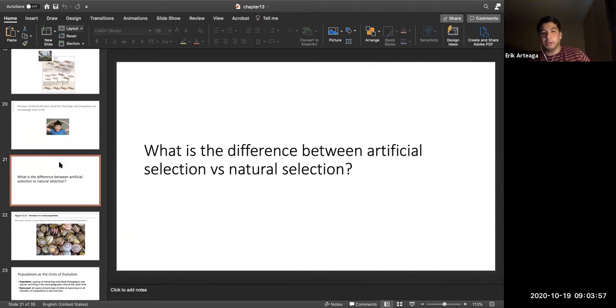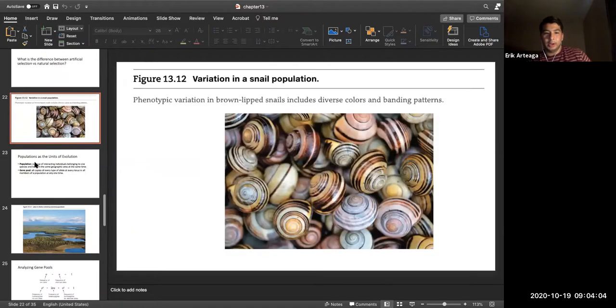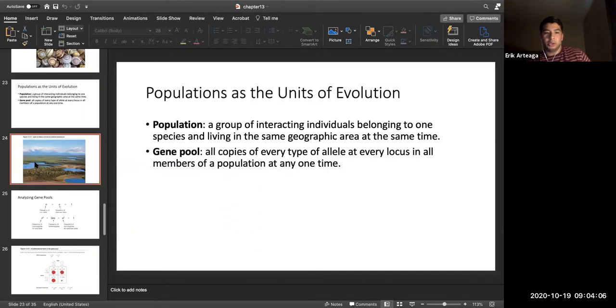Okay, so artificial selection, natural selection. So we talked about it a little bit, right? We choose here for artificial selection. Natural selection, nature chooses. Okay, genetic variation, gene pool.